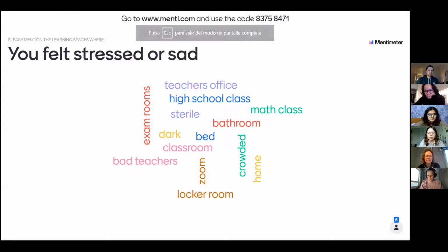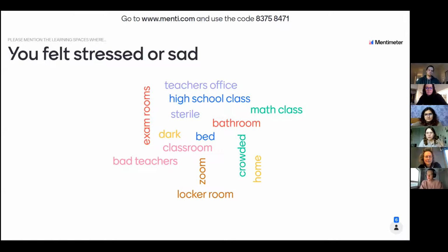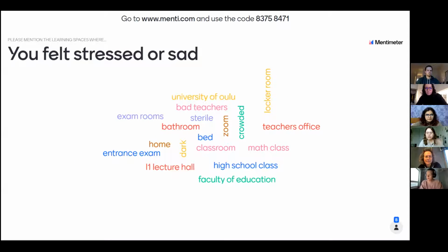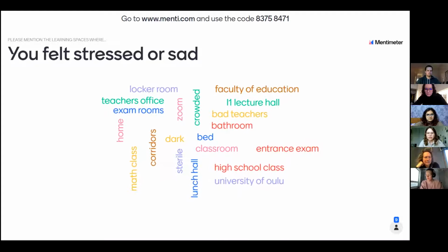Okay. Exam rooms, teacher's office, high school class, bathroom crowded, locker room, Zoom, bad teachers. Yeah, so there's a contrast from the other question where most of the words you typed were informal learning spaces. In here, most of them seem to be in a formal learning space. Of course, there are also people who wrote bed, home, Zoom, which would be in between. Then sterile, dark. A lunch hall.